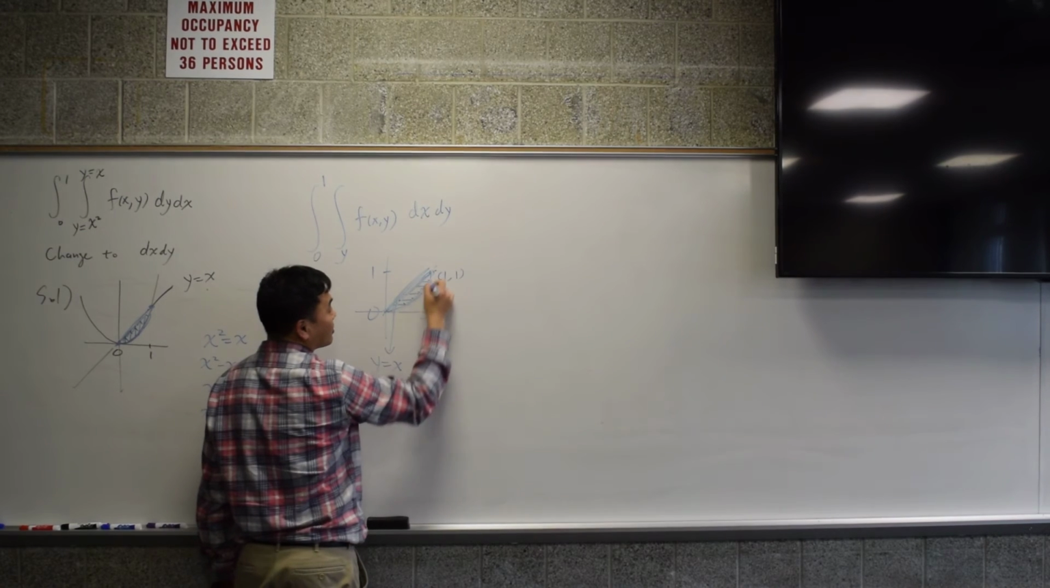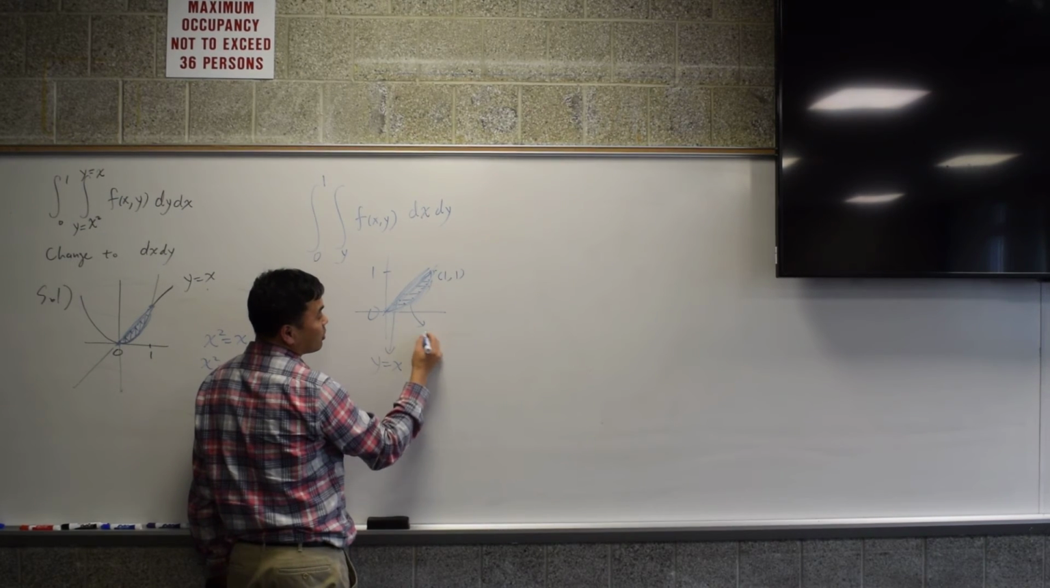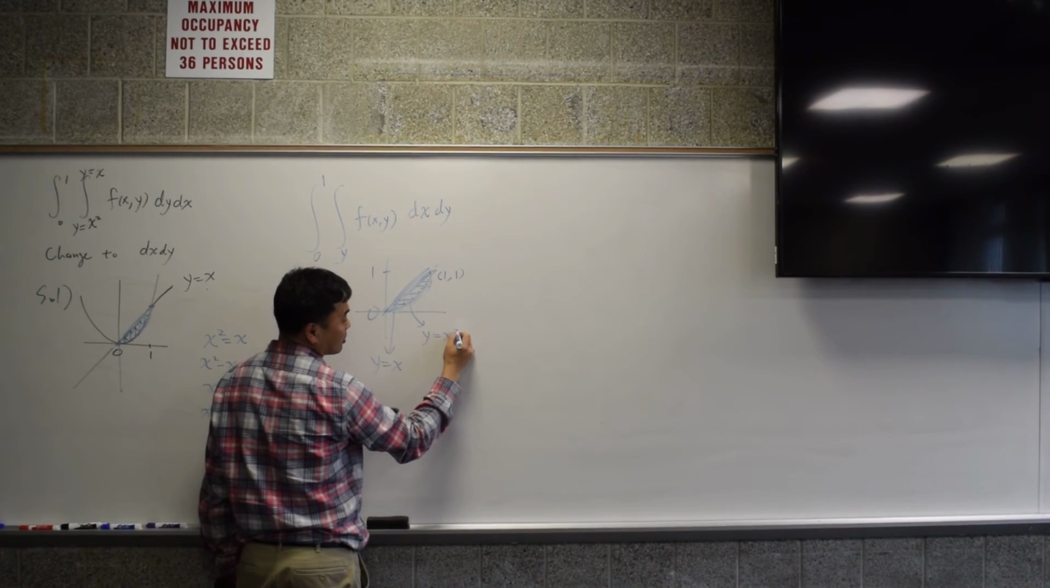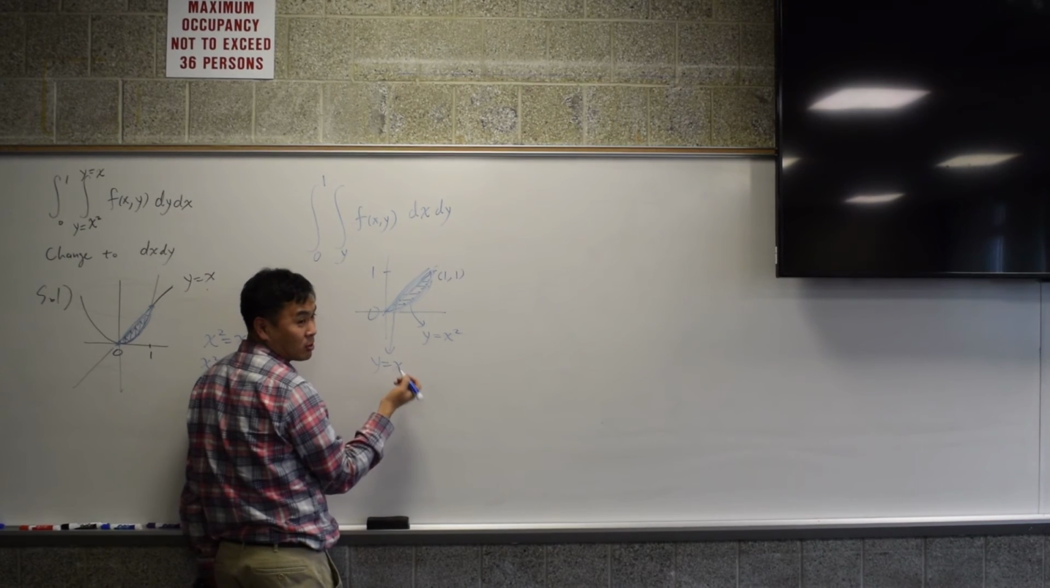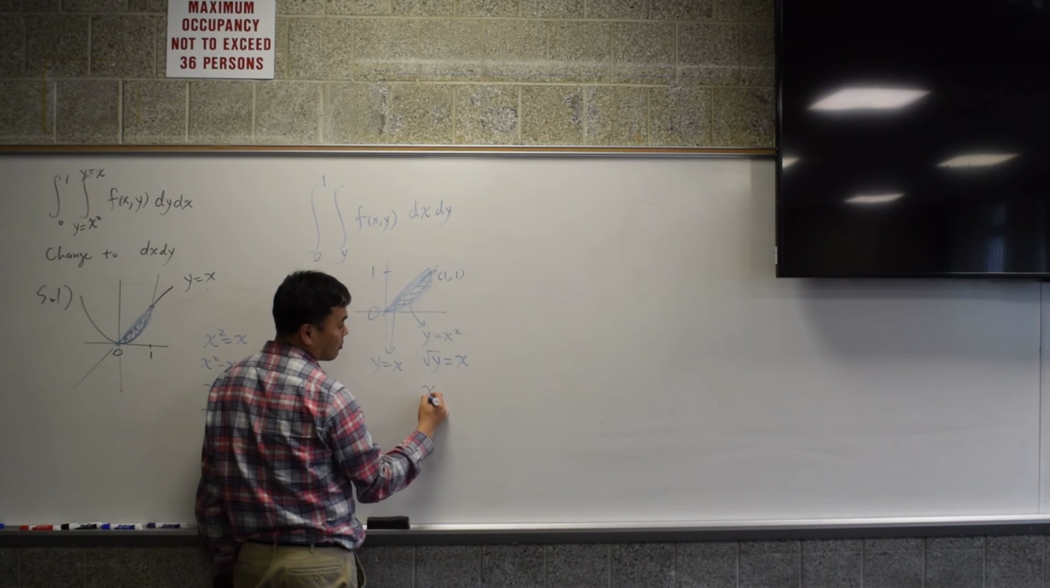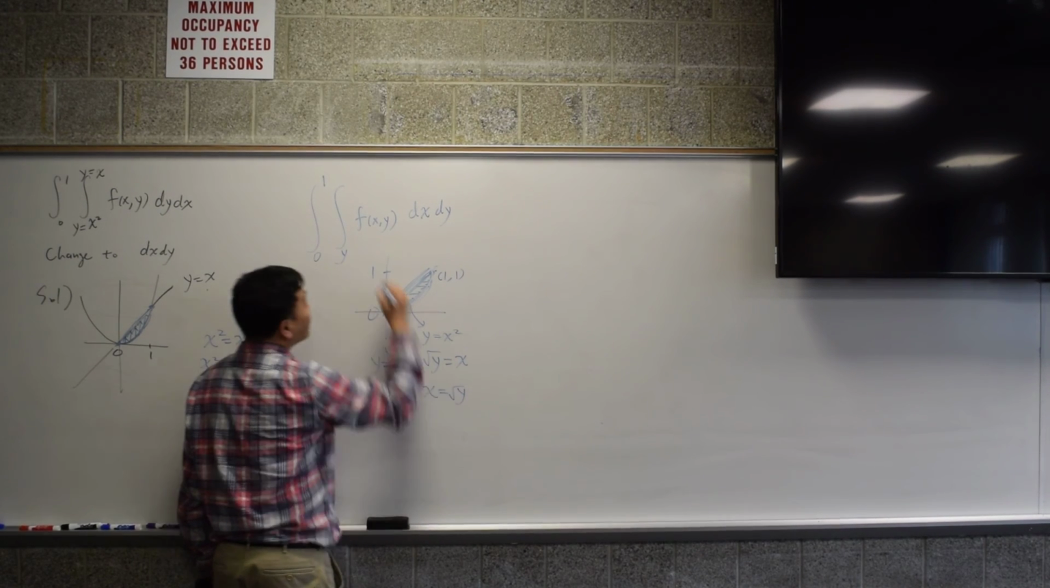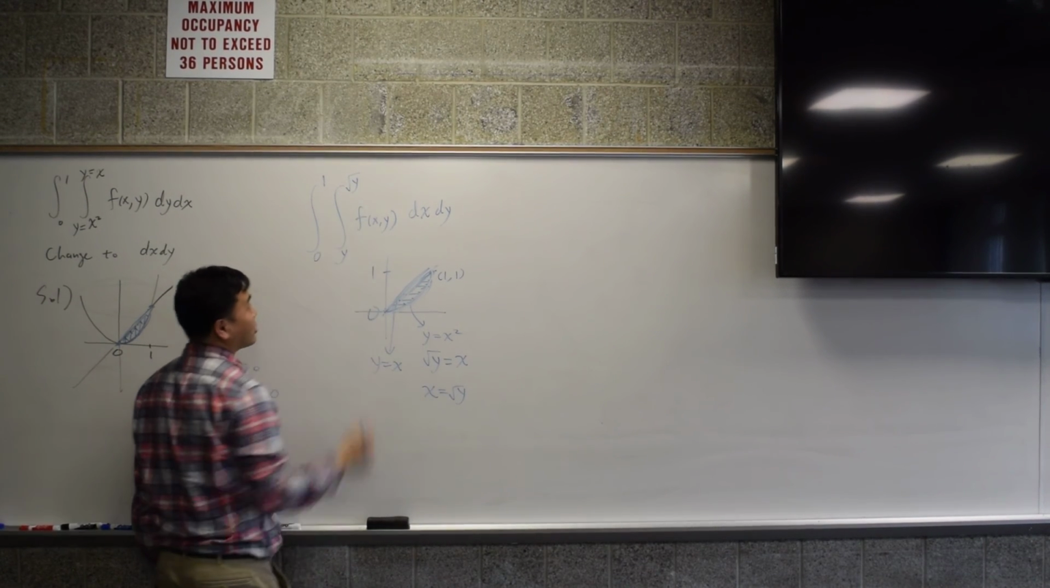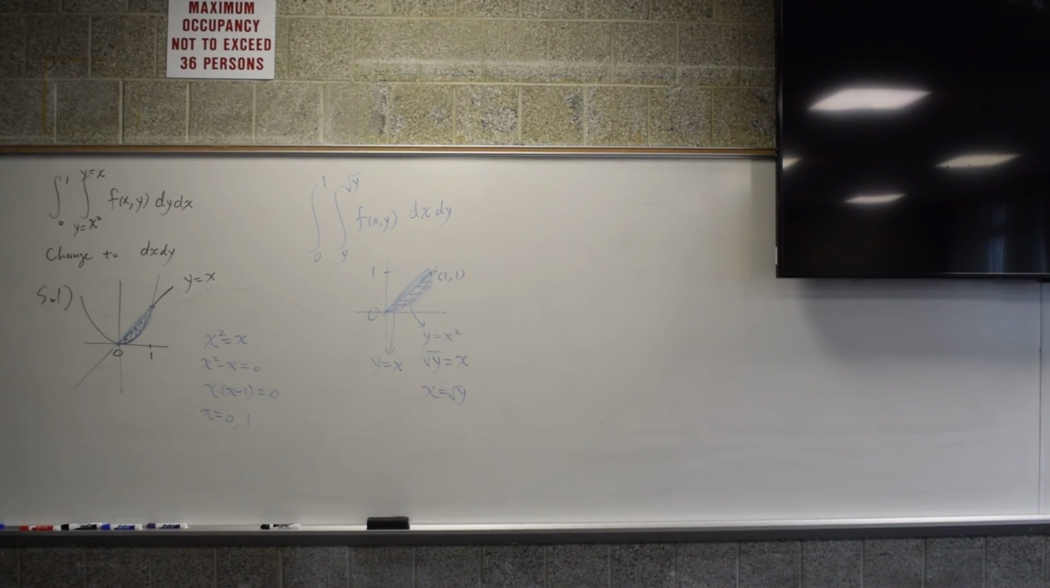Alright, what about this one? I know the equation for this. This is y equal to x squared. But you can't use this. What should you do? Solve for x. So you take the square root of y equals x, and therefore x equals the square root of y, and therefore what you put over here is the square root of y. That's it. That was a simple question.